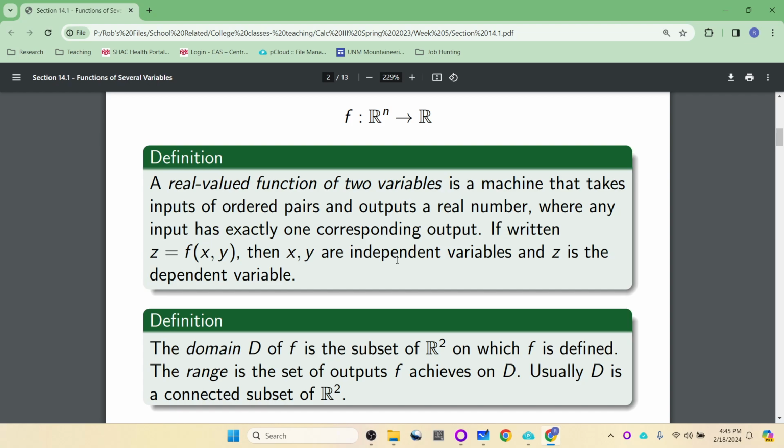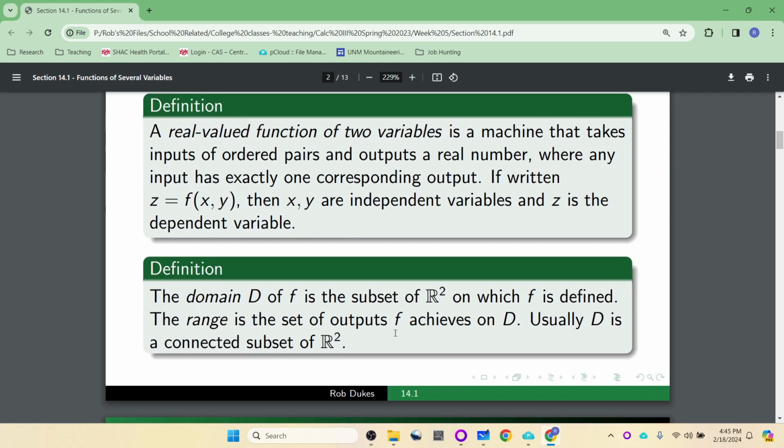But what's different than before is that when we were doing lines and space curves, we had a single parameter t determining the shape. So really, there was only one input variable, it was t. If we had been given x, we could have solved for t and then worked out y and z. So the domain is a subset of R squared on which f is defined, and the range is the set of outputs that f achieves on D. Usually we want to think of D as being something connected, like a ball.